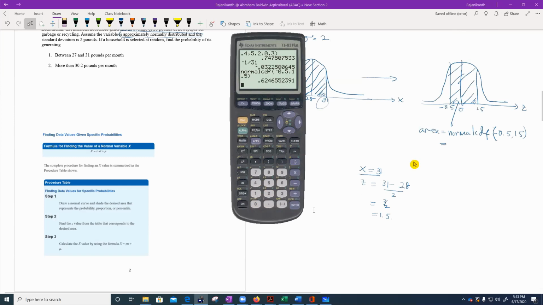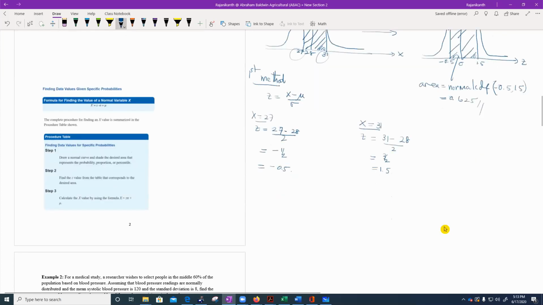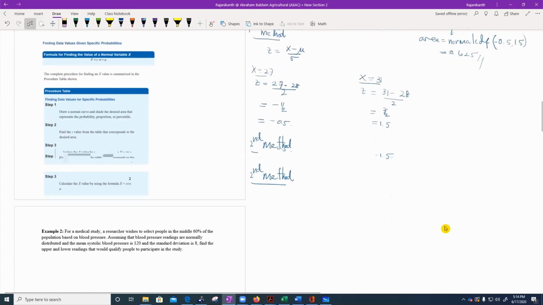So, to three decimal places, it will be 0.625. So this is the probability of the value being between 27 and 31, changing x into z. But in the second method, you could do this problem without changing into z values.